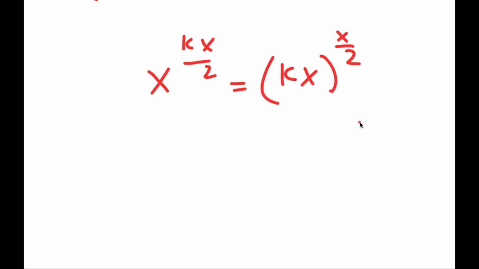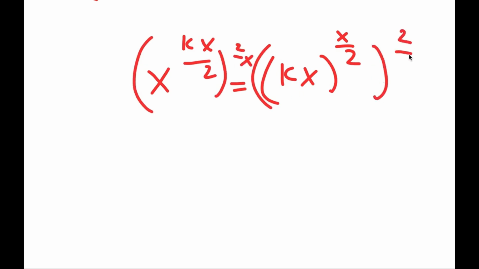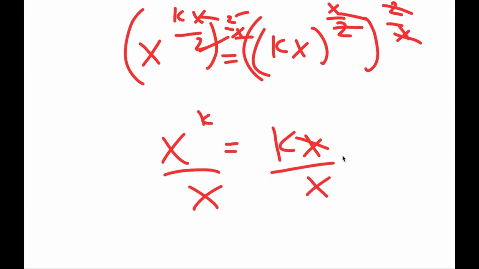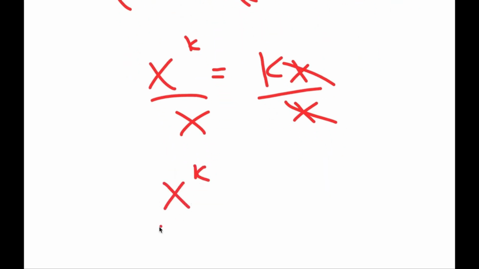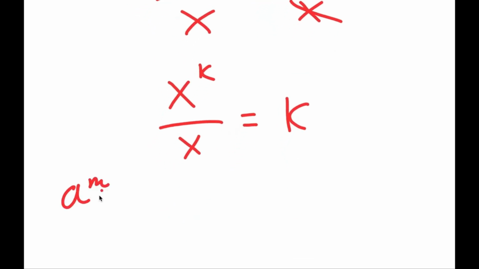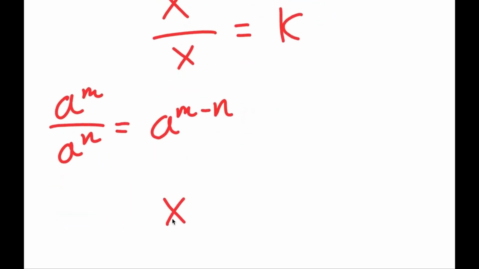Now, I'm going to take the power of 2 over x on both sides. So these two cancel out, and these two cancel out, and I'm left with x to the power of k is equal to k times x. Now I'm going to divide both sides by x. So these two cancel out, and I get x to the power of k over x is equal to k. Now, if I have something in the form a to the power of m over a to the power of n, this is equal to a to the power of m minus n. So this turns into x to the power of k minus 1 is equal to k.